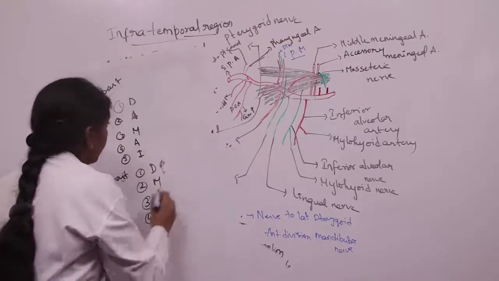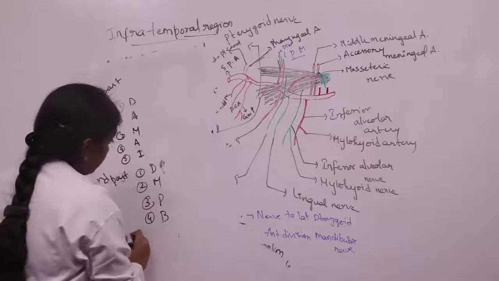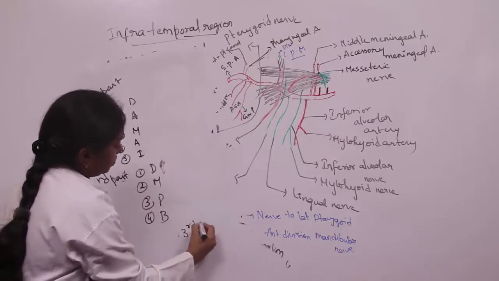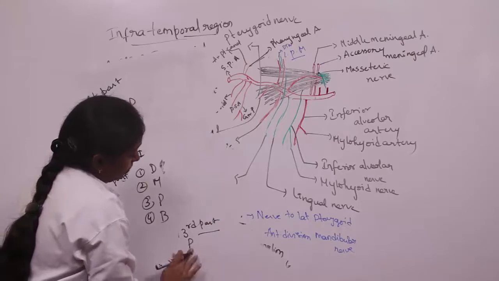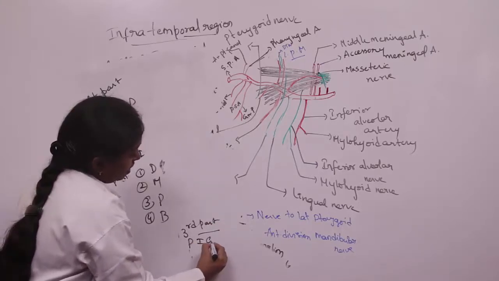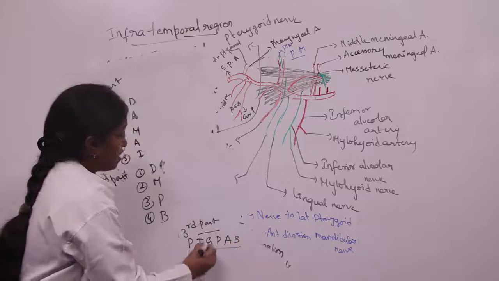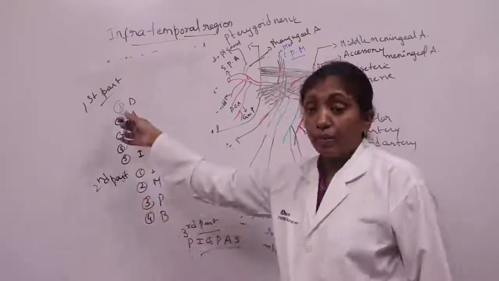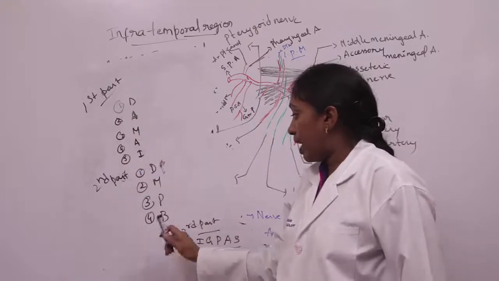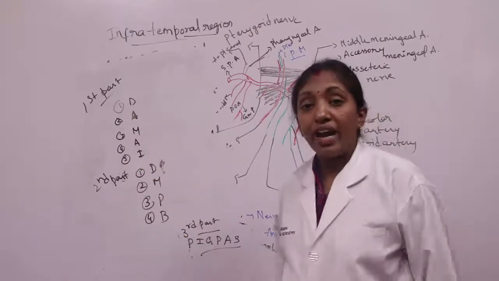And from the third part we have PIG PAS, P-I-G-P-A-S, pig pass. So from the first part we have damage, from the second part we have DMPB, and from the third part we have pig pass.